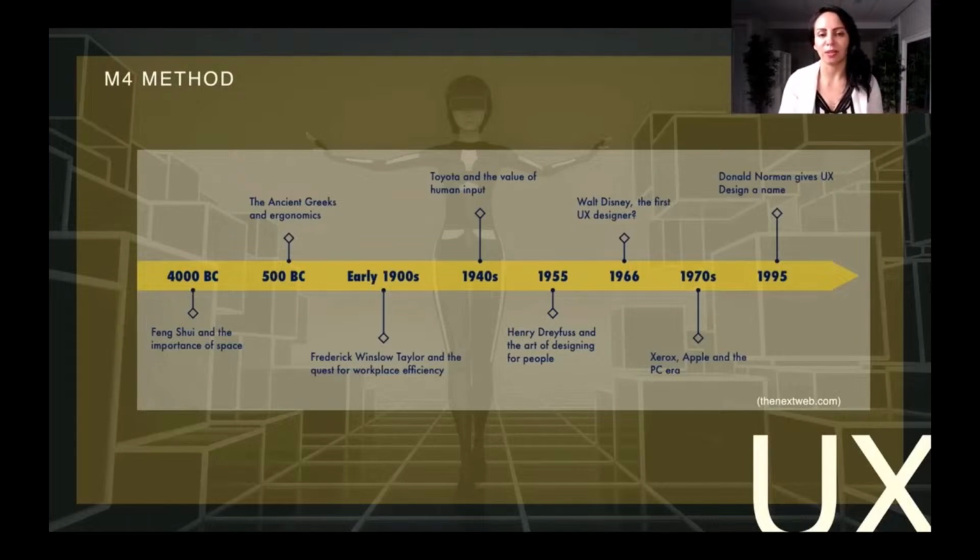So then now it entered into the consideration. And we have also Henry Dreyfus and the Art of Designing for People in 1955, where now we can see more even in architecture, and where the space is more considered, and it's not only the person as in the 40s, but also how is the relationship with the space.